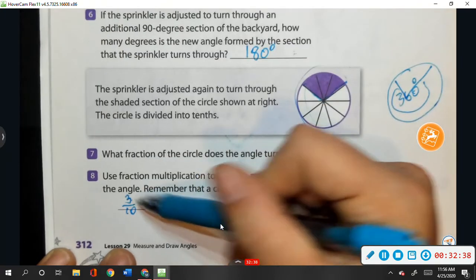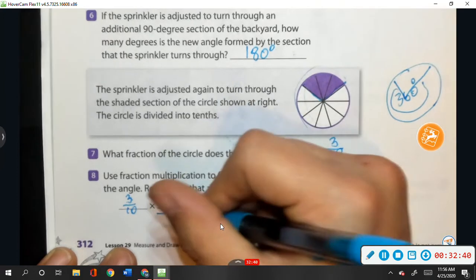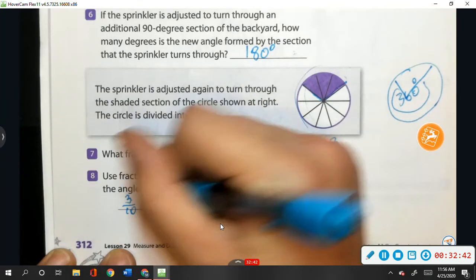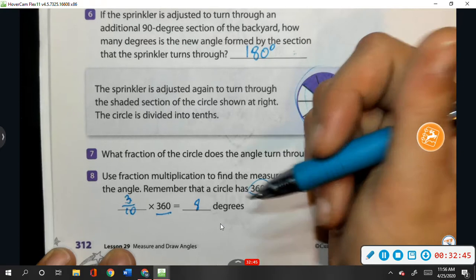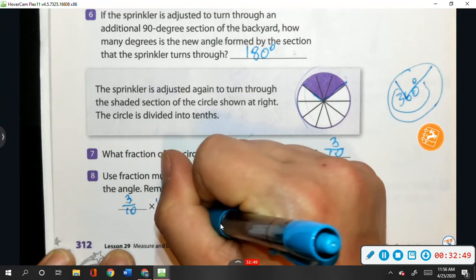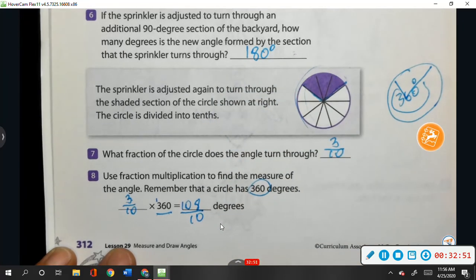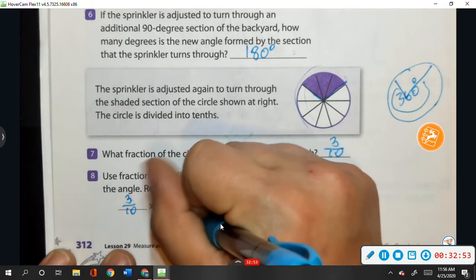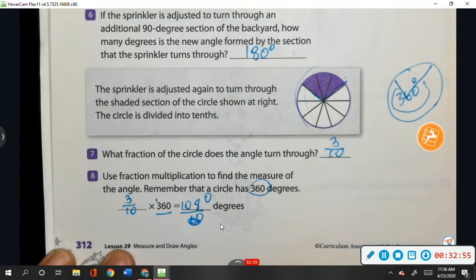3 times 36. 3 times 6 is 18. Carry the 1. 3 times 3 is 9. That's 10. So it would be 108. 108 degrees. All right.